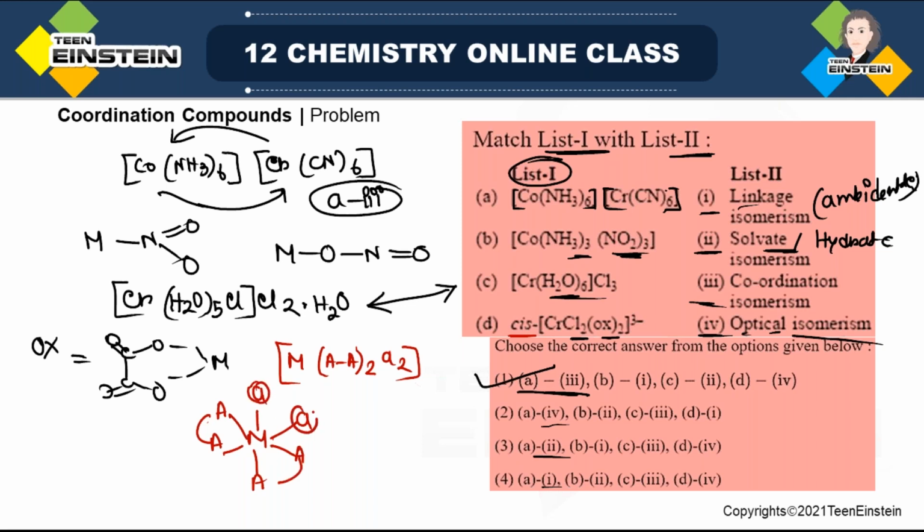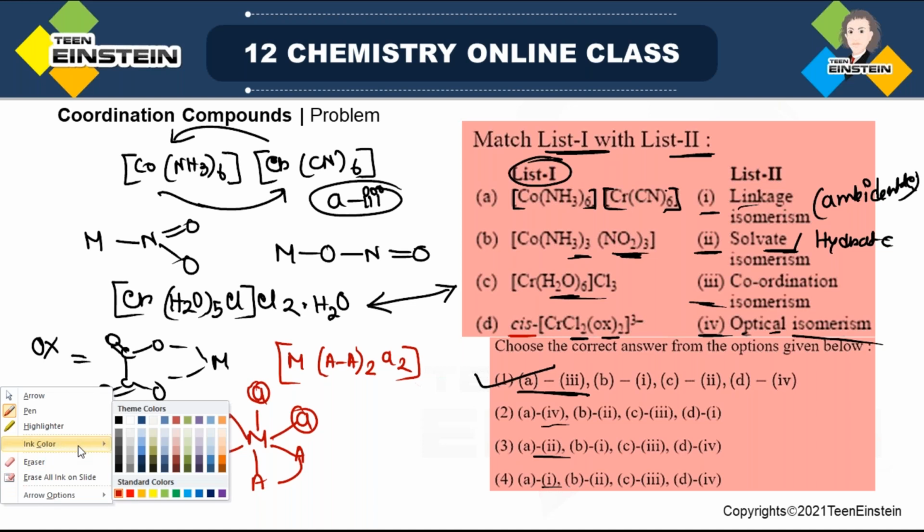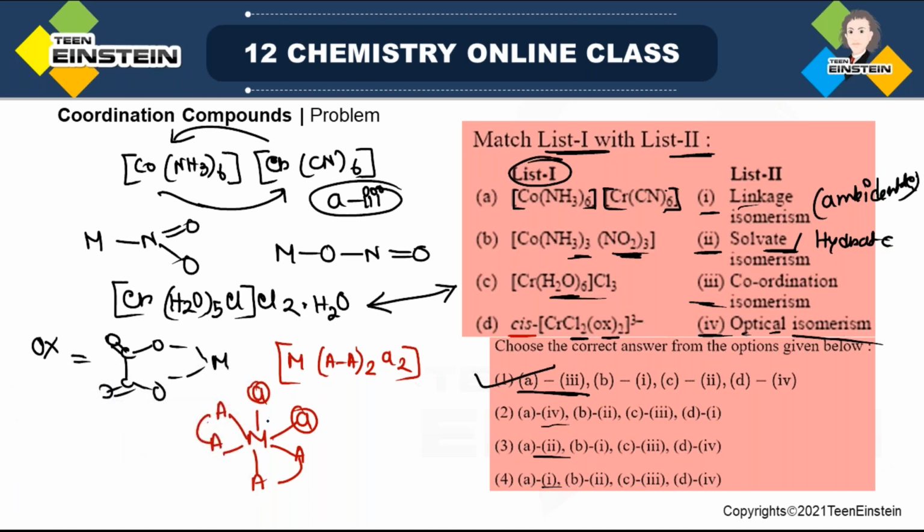Now 2A, as they are 90 degrees to each other, if you try to find any symmetry element, you will not find it. So whatever plane you cut the molecule by, you will never find both halves equal. So here a symmetry element is not present, so this molecule will be optically active. That means it will show optical isomerism. If you take its mirror image, it will have an enantiomeric relationship. So that is why D is matching with 4. So here the correct option is option 1.